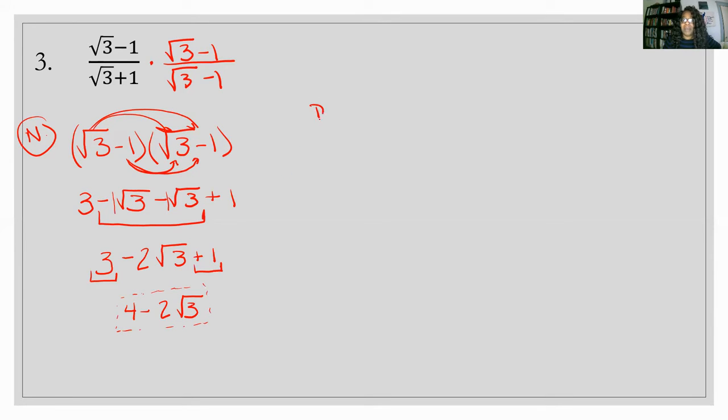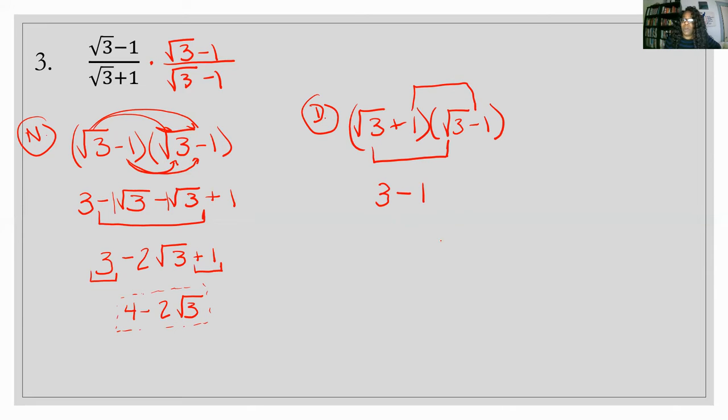Now let's do our denominator. This is the one that you can do the shortcut. The reason why: one of your expressions is positive and the other expression has a negative. So shortcut, square root of 3 times square root of 3 gives me 3. Positive times a negative gives me negative. 1 times 1 gives me 1. 3 minus 1, 2. So now let's take a look. We got 4 minus 2 square root of 3 over 2.